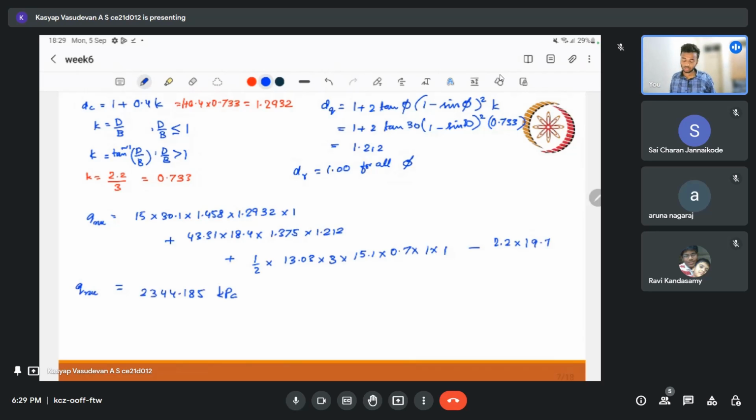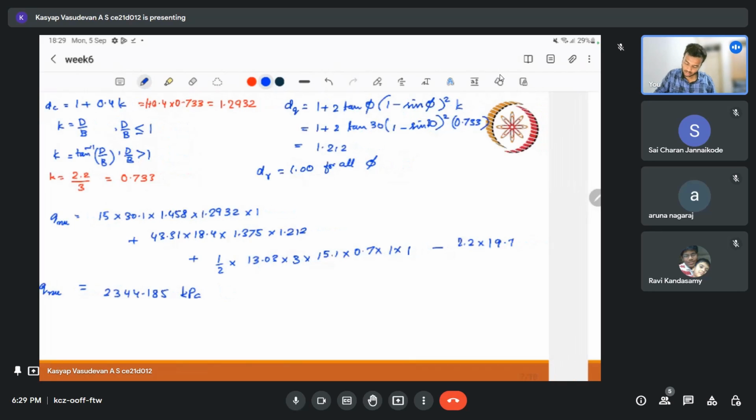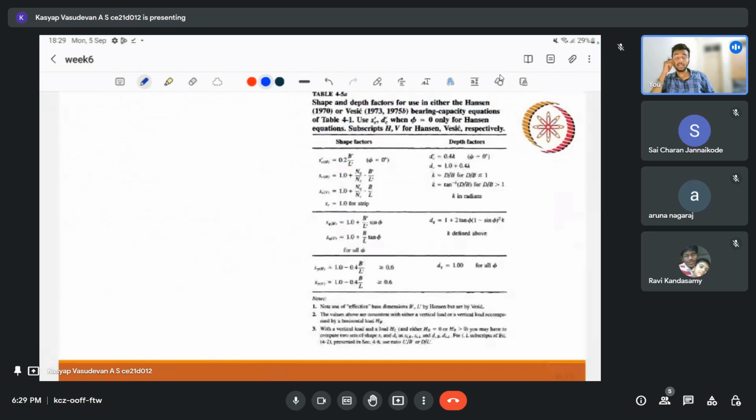That is Basic. Sorry, Hansen's. In Basic the only difference, as I told you, is B dash, L dash. In Basic, whether we have eccentricity or not, we will use only B and L. And the other change is that instead of this sine we had here, it will be tan. So Sc will be the same in Basic, 1.58.